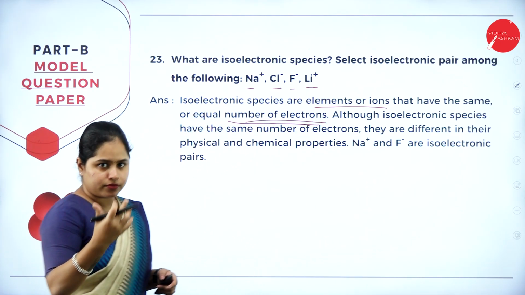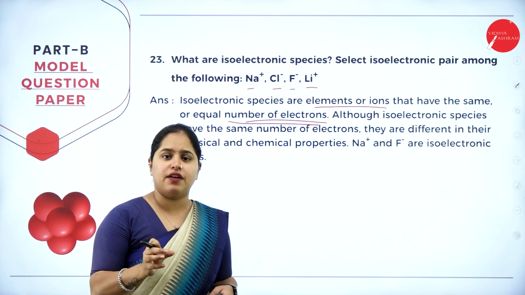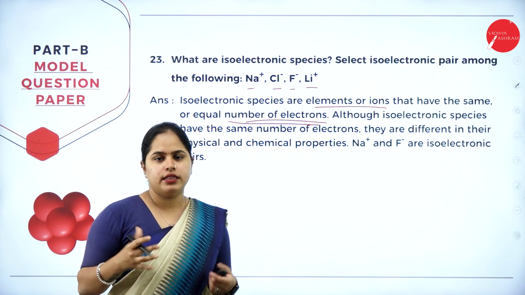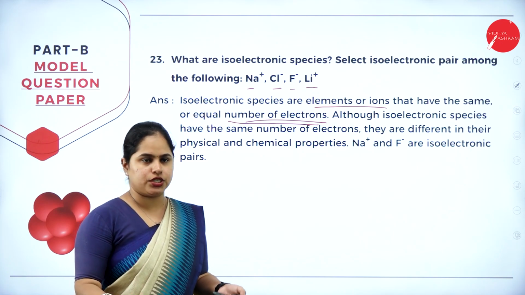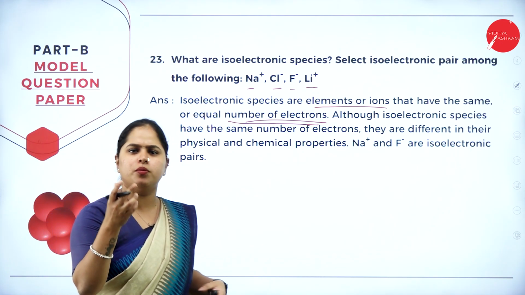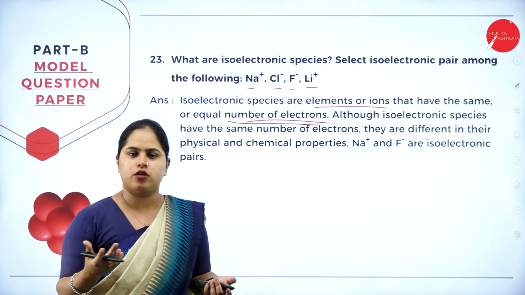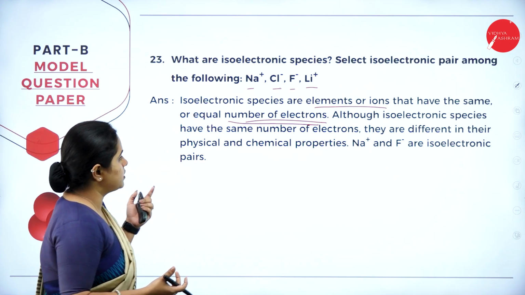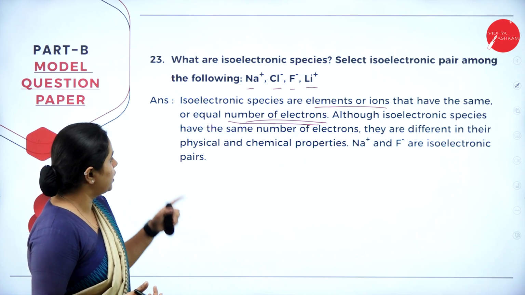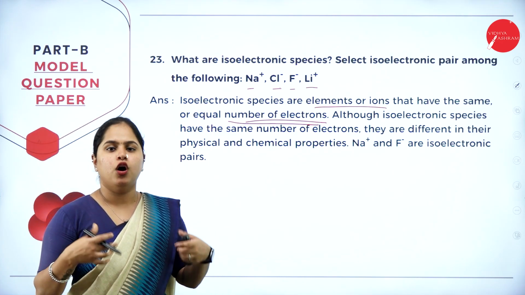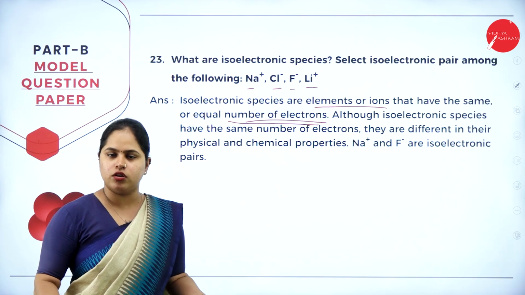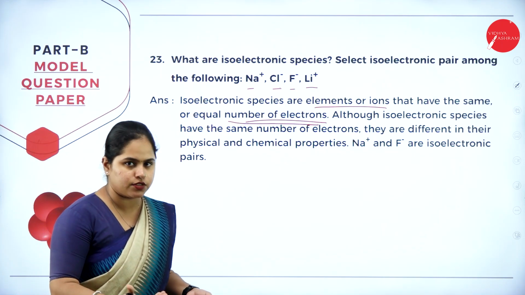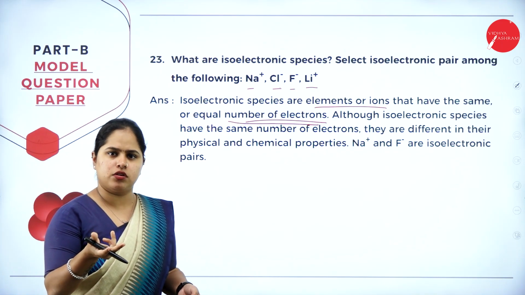So they are atoms or ions which are having the same number of electrons. They are called isoelectronic species. From the name itself you can say iso means same, and electron means number of electrons. The number of electrons will be the same. Now although isoelectronic species have the same number of electrons, they are different in their physical and chemical properties. Of course they are different atoms and different ions, right? Their physical and chemical properties will be different. Only the number of electrons will be the same.